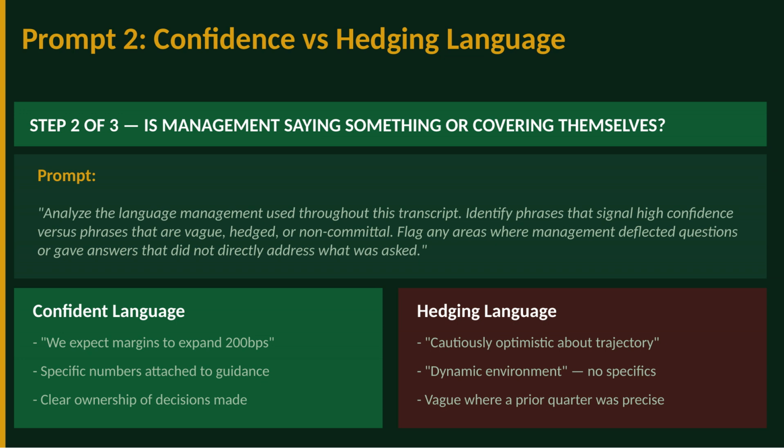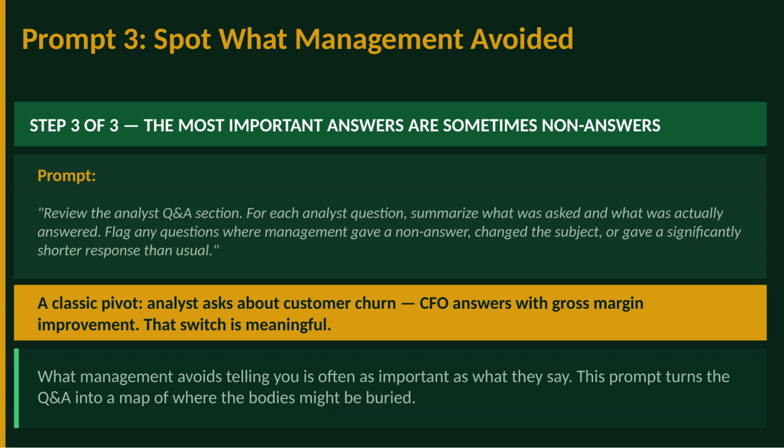Confident language sounds like, we expect margins to expand by 200 basis points. Hedging language sounds like, we remain cautiously optimistic about the trajectory of our margin profile. Same topic, completely different signal. When an executive who normally gives specific numbers suddenly goes vague, that's worth noting. AI will surface this in seconds. A human reader often misses it entirely because they're reading linearly and the hedge is buried on page 12.